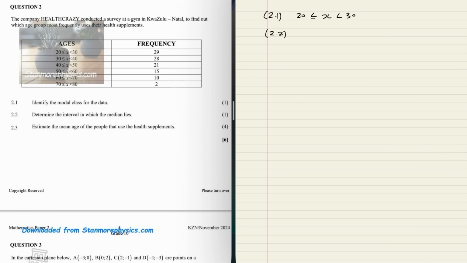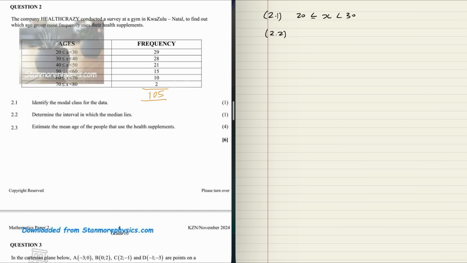So the median is the middle term. So in order to figure this out, we need to first figure out how many people were surveyed. So to calculate that, we simply need to add up all of these values. So to add this up, we're going to say 29 plus 28 plus 21 plus 15 plus 12, and that's equal to 105. So there are 105 data points.